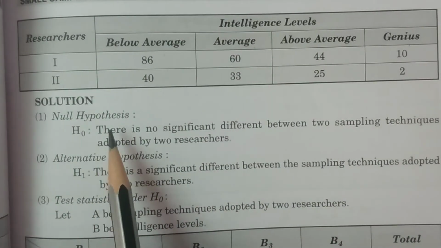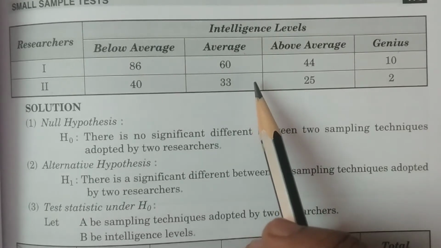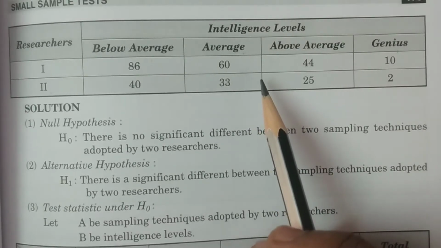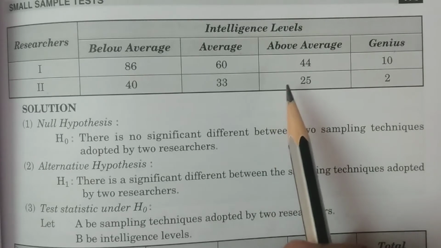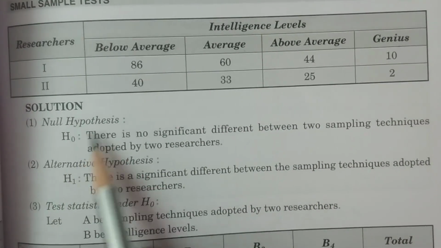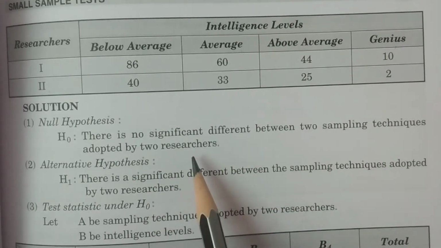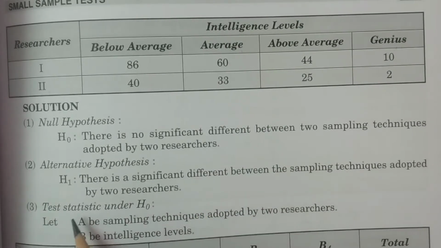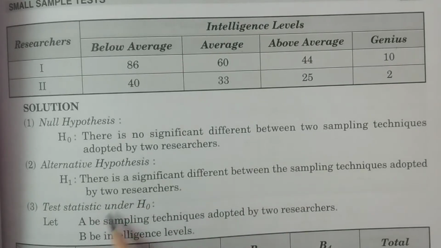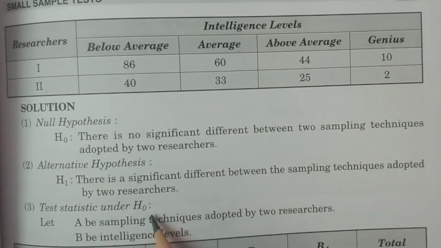For which we consider, it is very simple. While seeing this, we can easily identify that it is a chi-square test for independence of attributes. So the first point, null hypothesis H0: there is no significant difference between the two sampling techniques adopted by the two researchers. There is no significance, which means they are independent. And the second one, alternative hypothesis H1: there is a significant difference between the sampling techniques adopted by the two researchers. So they are dependent. All right.